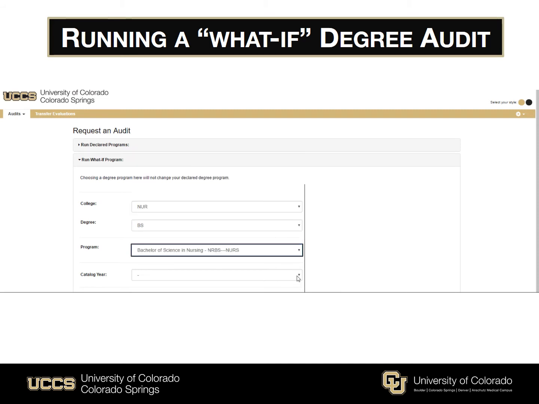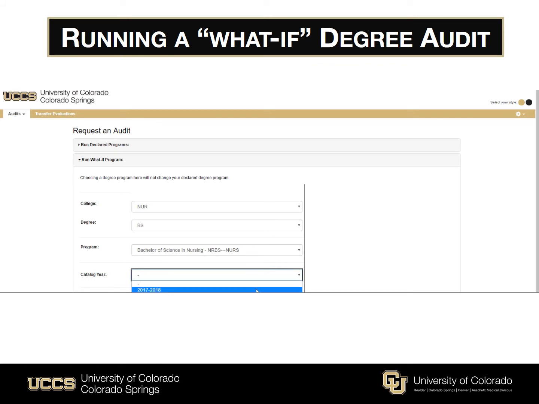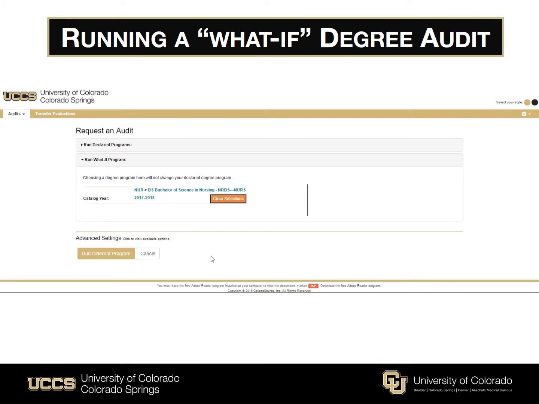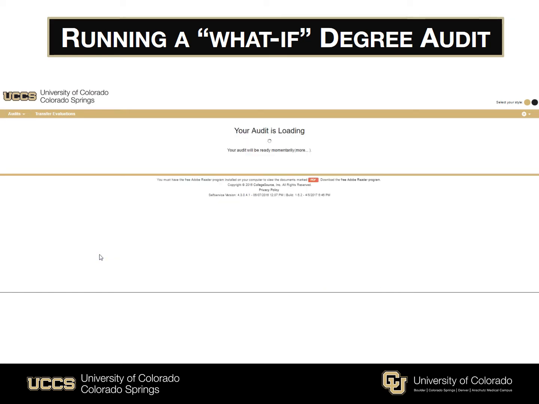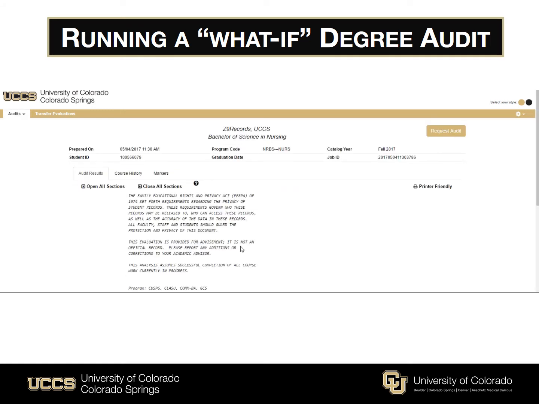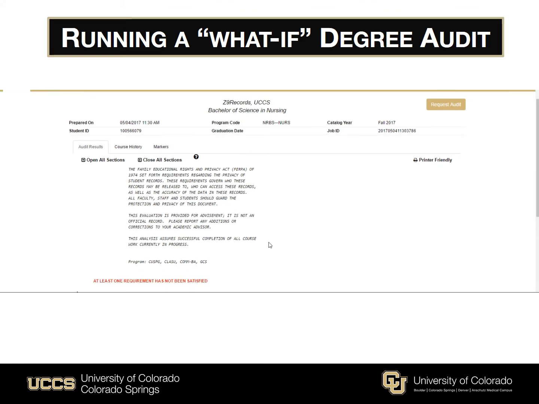Nursing. And then catalog year is something that's always important, and you always want to use the year in which you're starting at the university. So that would be 2018. Now it's saved that, and we would hit Run Different Program. So we click on it if we're looking to change, and then it takes a couple minutes for the computer to go in and check to see how would these classes apply, and then it'll pull up a new audit.